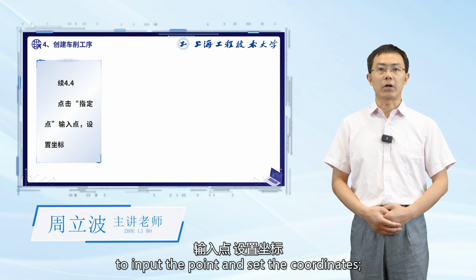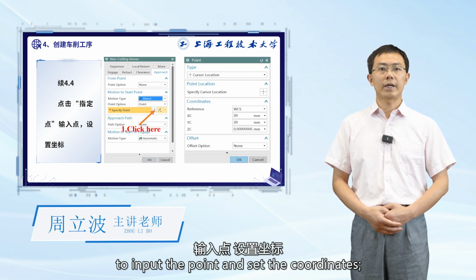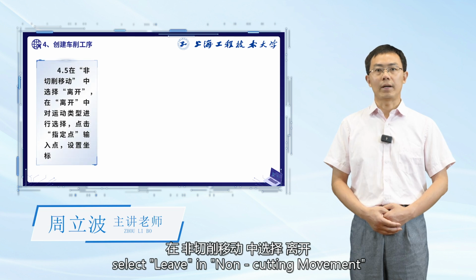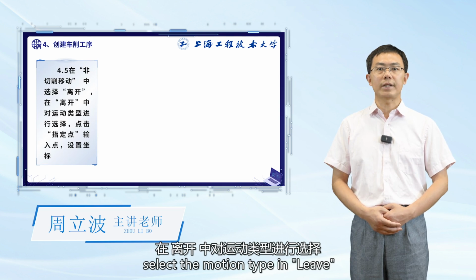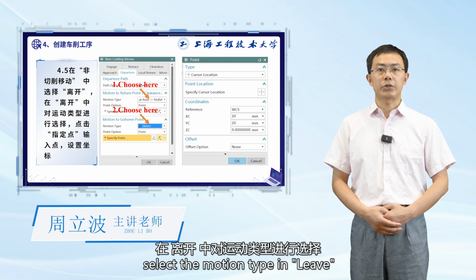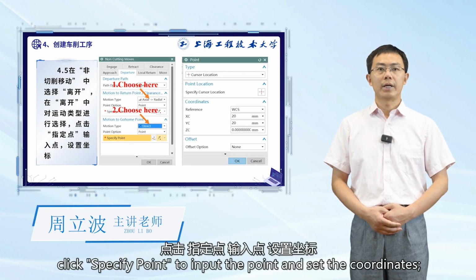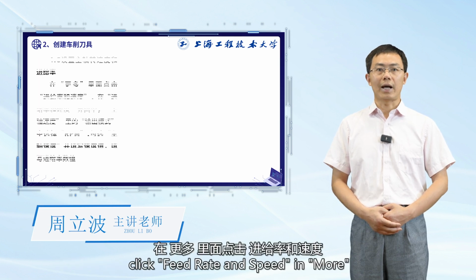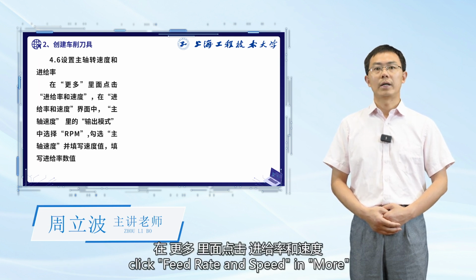Input the point and set the coordinates. Select Leave in non-cutting movement. Select the motion type in Leave. Click Specify Point to input the point and set the coordinates. Click Feed Rate and Speed in More.